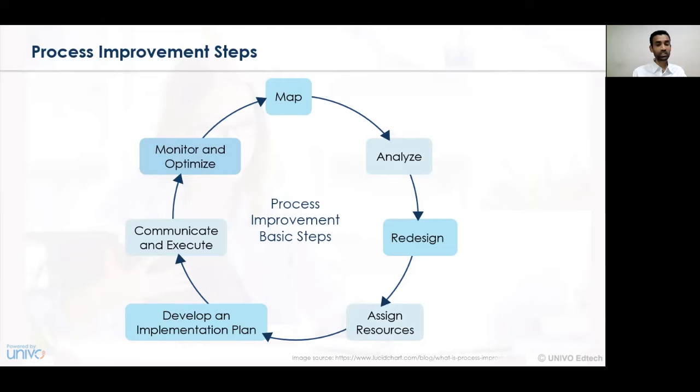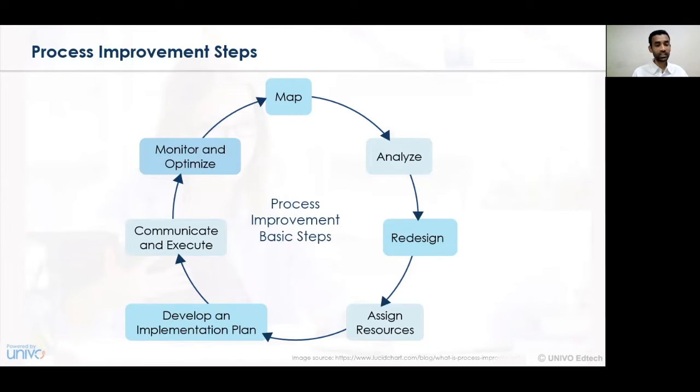Now let us understand the process improvement steps that can be taken. The various steps for the process improvements are mapping, analyzing, redesigning, assigning resources, development of an implementation plan, communication and execution, and monitoring and optimization. So the process improvement activities deal with the internal activities in a certain organization, wherein we need to map each and every activity for the better upliftment or development of a qualitative product. So designing certain processes and activities in which the qualitative or better product can be delivered to the customers. Such initiatives are being undertaken, and that is how we improvise the process.